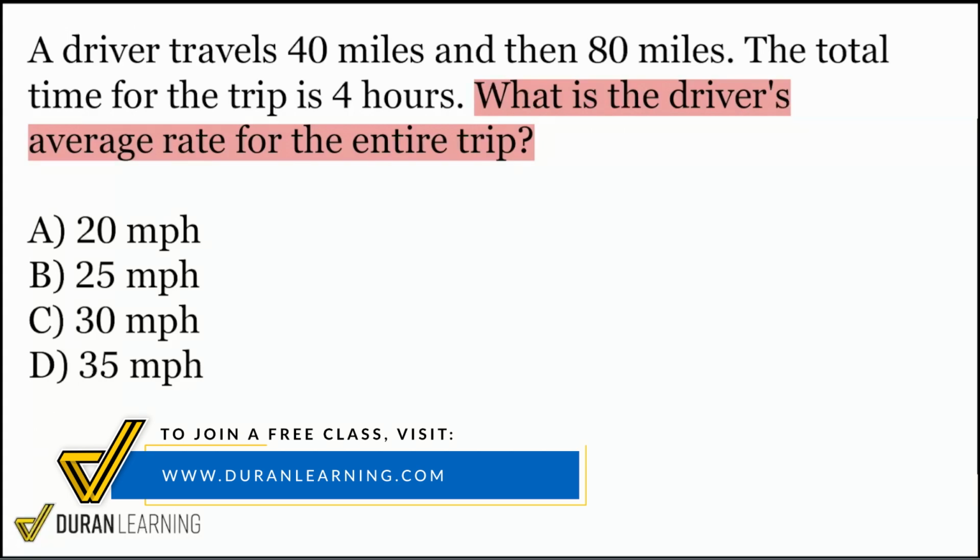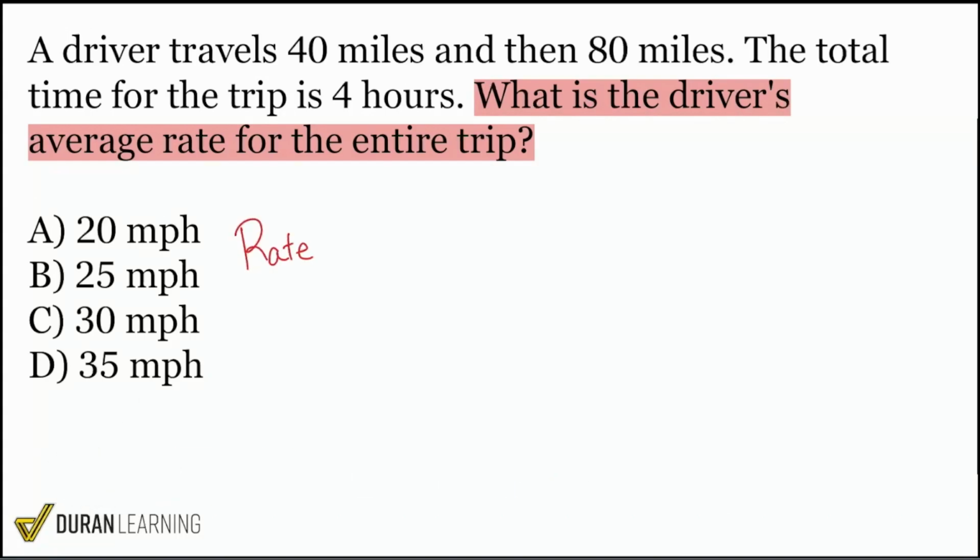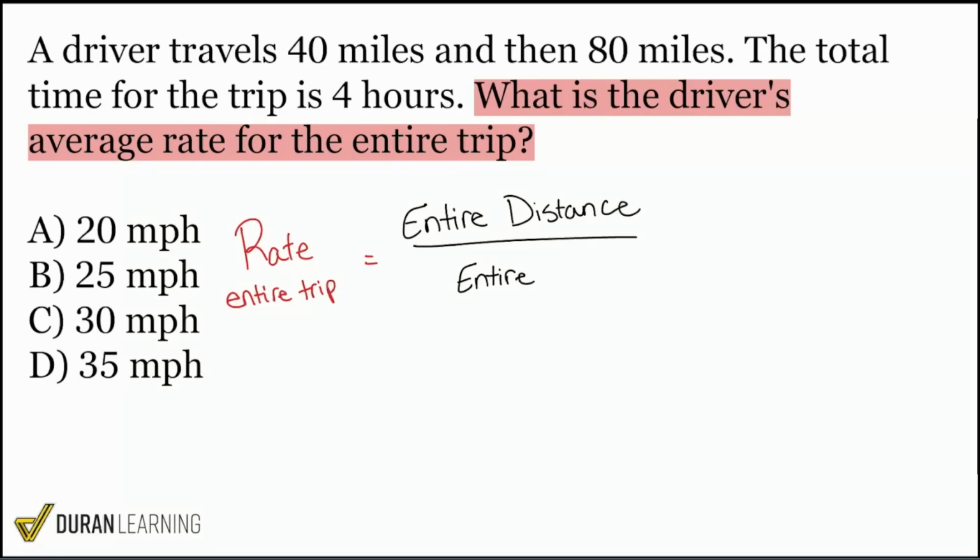Correct. We want to divide. And specifically, let me shout out who said that. Reggie, we want to divide the entire distance by the entire time. Great job, Reggie. So, if I'm writing this down right here, we're trying to find the rate for the entire trip. We want to take the entire distance and divide that by the entire time. That's how you get the rate for the entire trip.